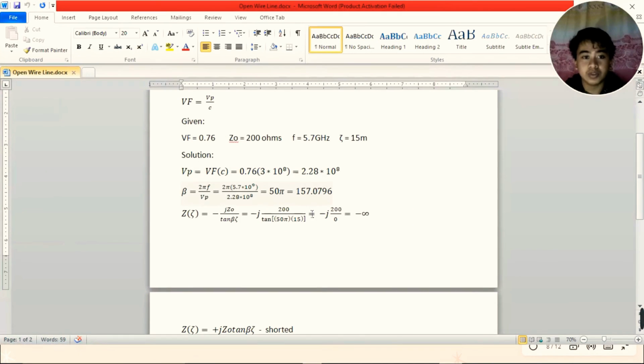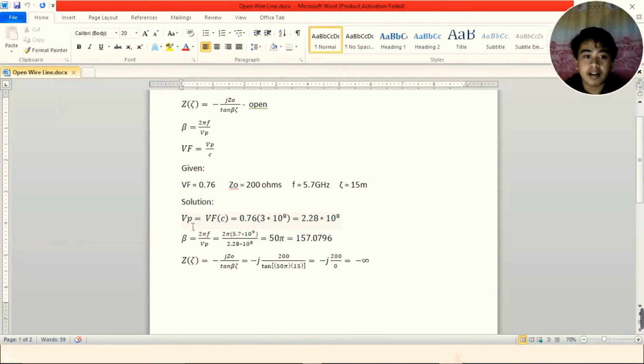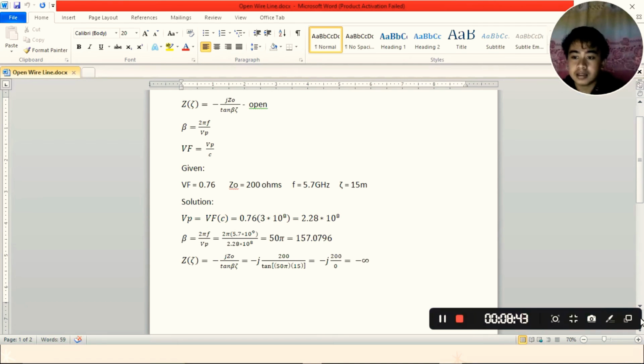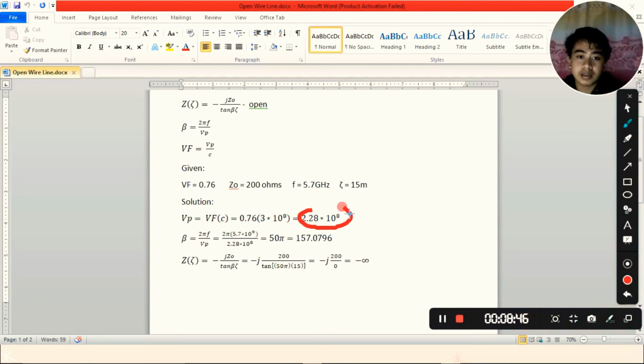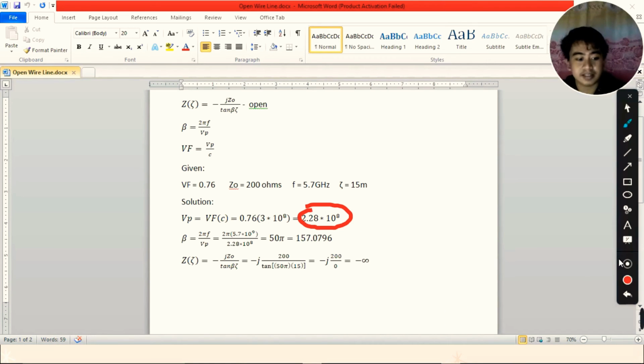First, we will compute for our phase velocity so that we can get our beta. Since VF is equal to the phase velocity over the speed of light, we can multiply the speed of light on both sides and get the phase velocity. So phase velocity is equal to velocity factor multiplied by speed of light. This is 0.76 multiplied by 3 times 10 raised to 8, which is 2.28 times 10 raised to 8.